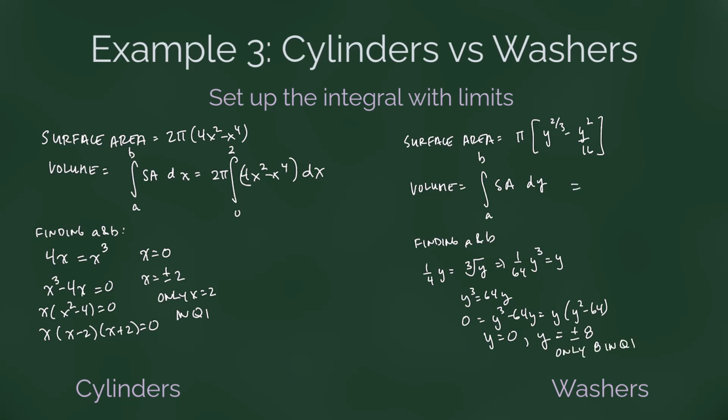We're only going to use positive 8 because, again, we're in the first quadrant. So our volume is the integral from 0 to 8. Moving the pi to the outside, we have y to the 2/3 minus y squared over 16 dy.